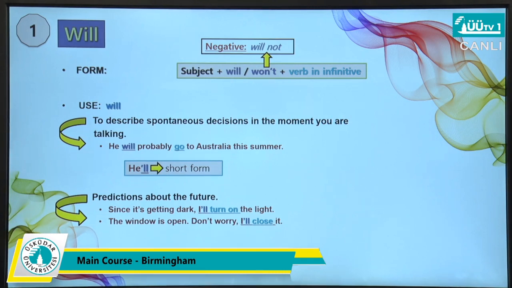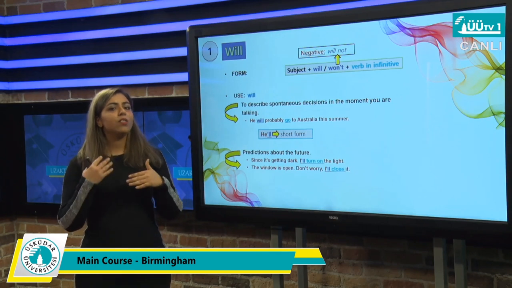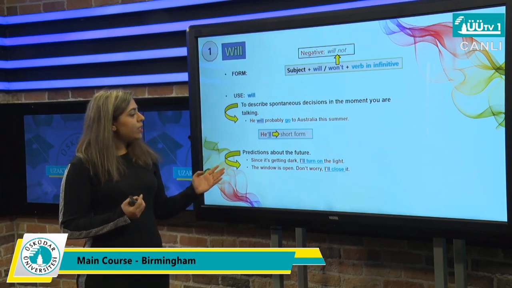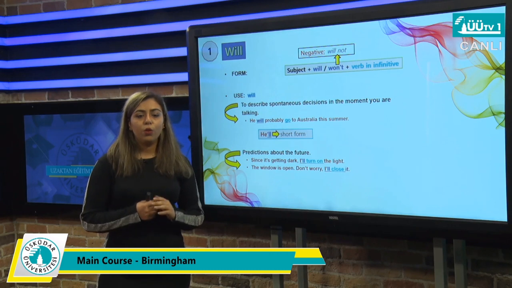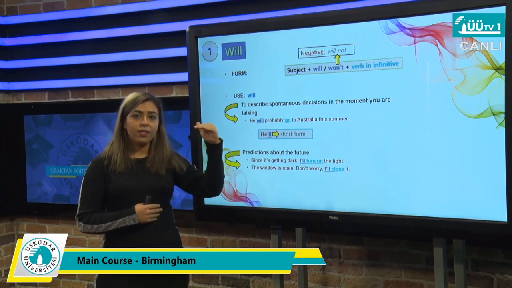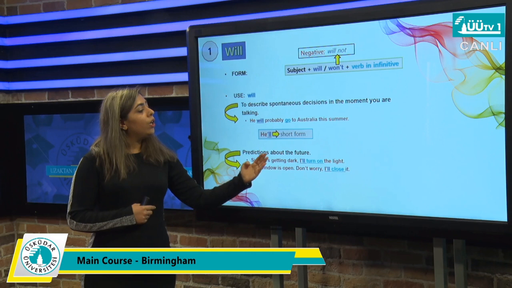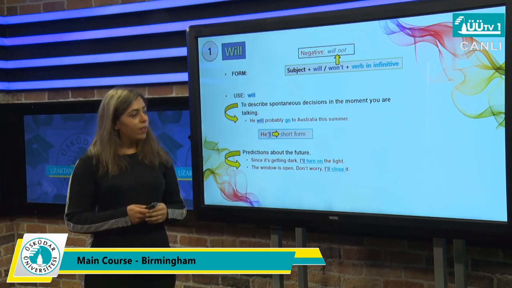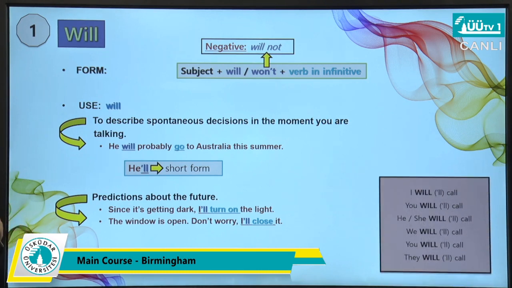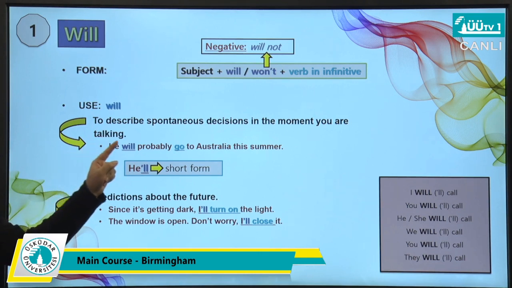And the next situation that we use will is predictions about the future. What is the meaning of prediction? Something that you predict will happen in the future, but you don't know. For example, since it's getting dark, I'll turn on the light. You're predicting that it will be dark soon because it's getting dark little by little. So I'll turn on the light. This is a prediction about the future. Spontaneous decisions and predictions about the future. As you can see in that box, that's how you use it.